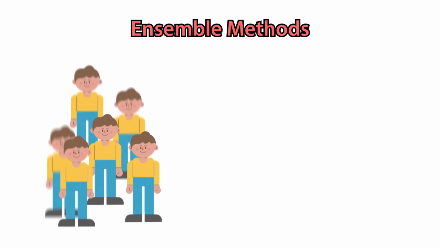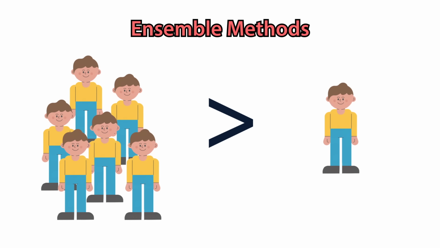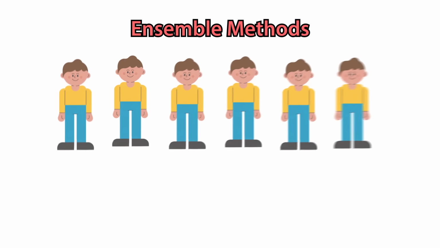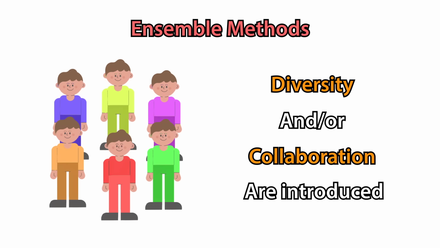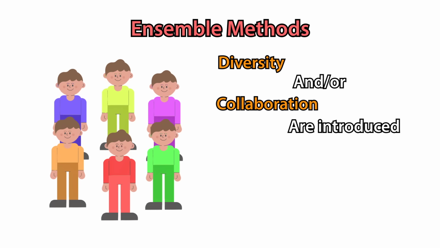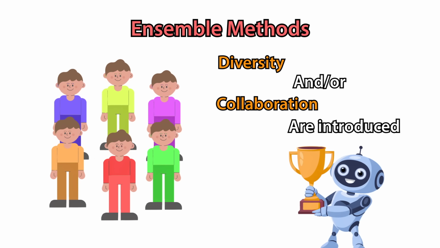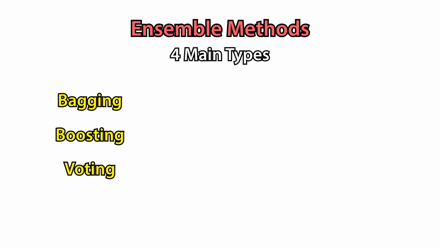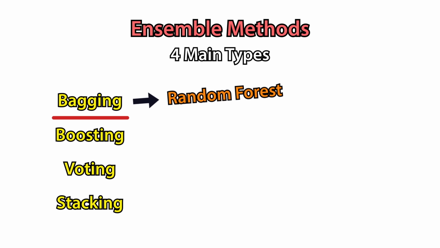Next, ensemble methods. The core idea is that groups often make better decisions than individuals separately. To achieve that, diversity and/or collaboration are introduced. In practice, ensemble methods often achieve the highest score in machine learning competitions. There are 4 main types of ensembles: bagging, boosting, voting, and stacking. We have already seen an example of bagging, random forests.